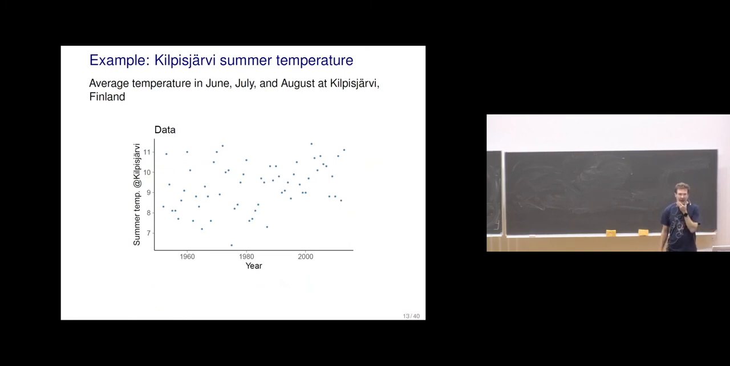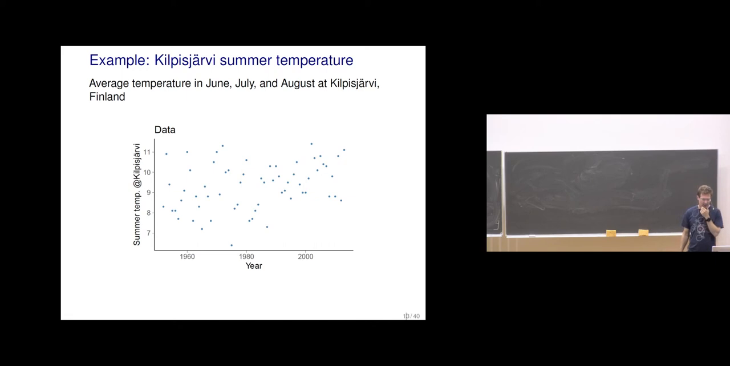This is Kilpisjärvi summer temperature, so the average temperature in different years over June, July, and August. And Kilpisjärvi is in a very northern part of Finland. It starts from 1950 something, and the latest was something like 2016, maybe, if I remember correctly.